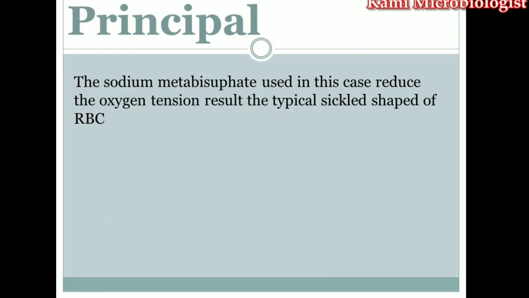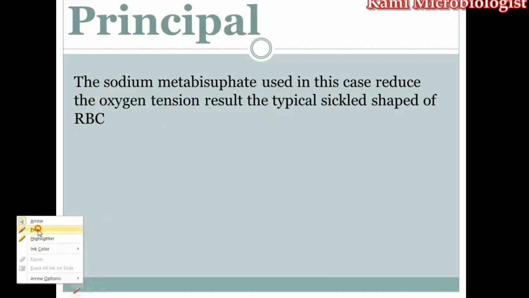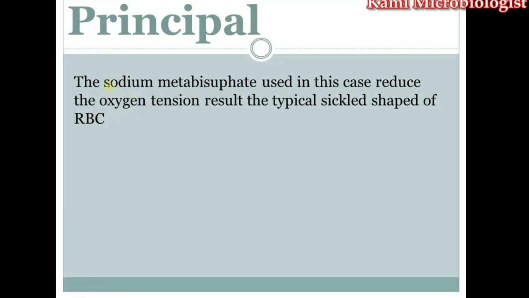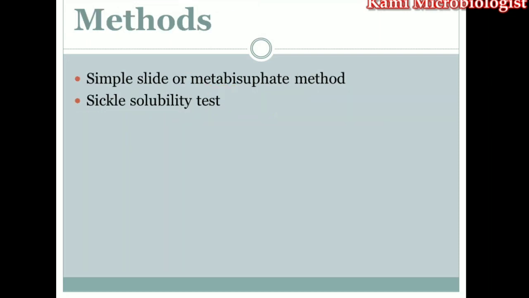Now let's see the principle. Remember guys, in this case we mostly use the Atlas kits, meaning reagent 1 and reagent 2, and we also use sodium metabisulfite. What is the reason behind that, why do we use this? Whenever we use this, it reduces the oxygen tension. Remember guys, it reduces the oxygen tension. Once the oxygen tension is reduced, what happens? As a result, we get sickle shaped RBC. That's why it is really important to use.